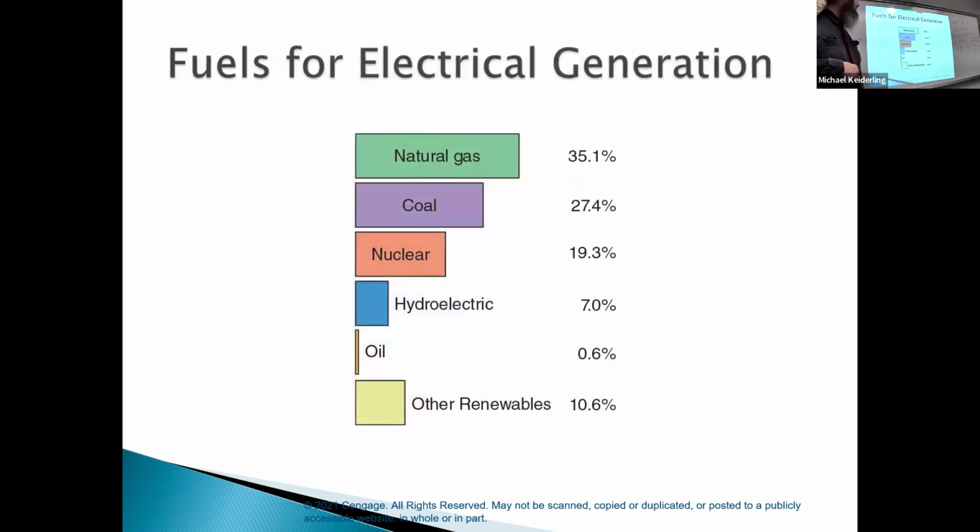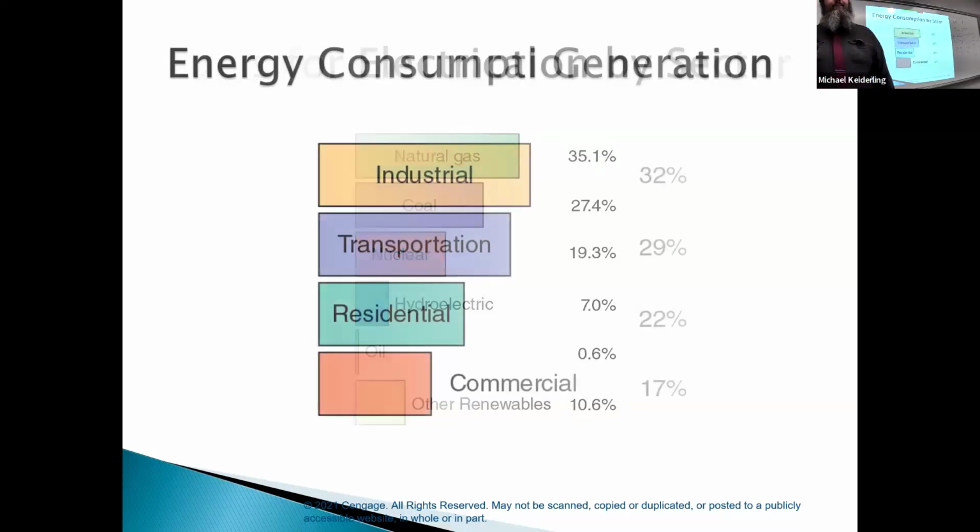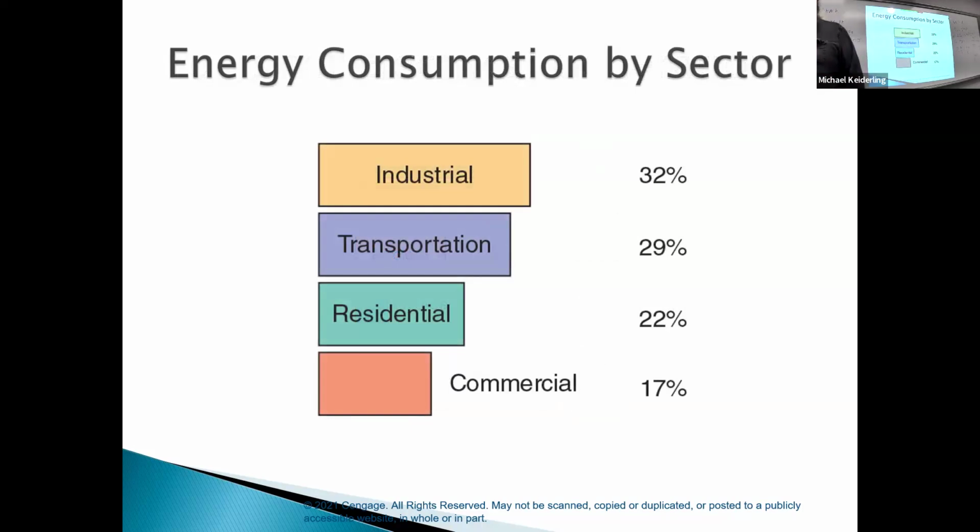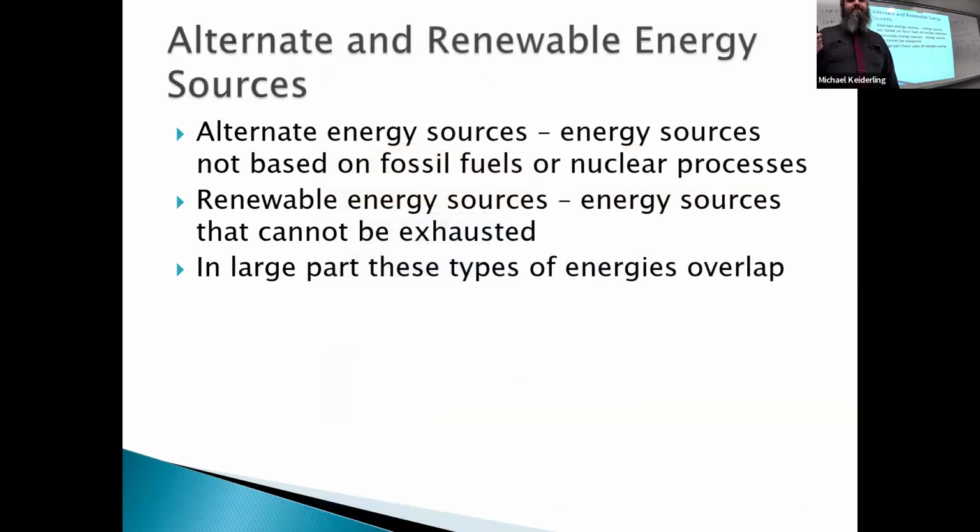Hydroelectric has not probably changed. Nuclear is, if anything, probably gone down, unfortunately. And here's some rough energy consumption by sector. Industrial consumption and transportation are the two biggest consumers of energy, then residential and commercial.